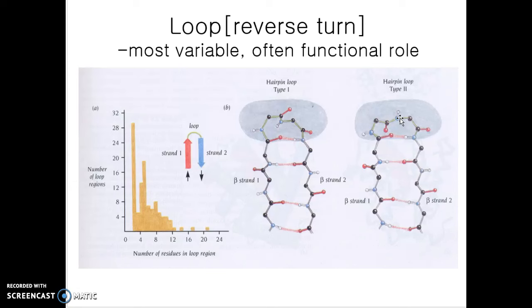Next, loops, also called reverse turns. For example, as you see here, an antiparallel beta pleated sheet, but the strands are connected by a sharp turning structure. This region is called a loop. Okay.